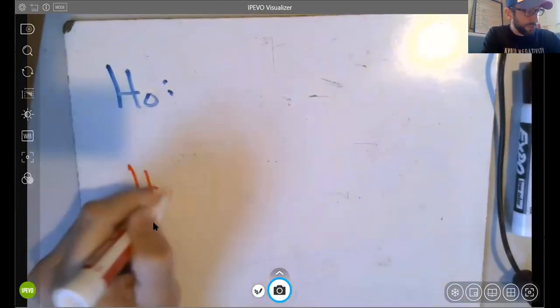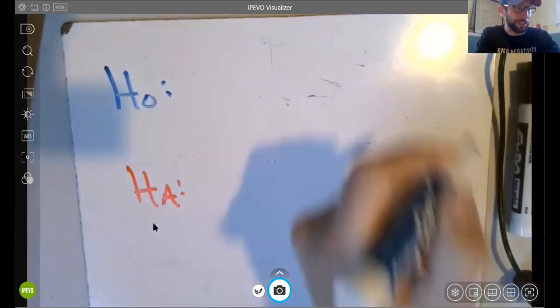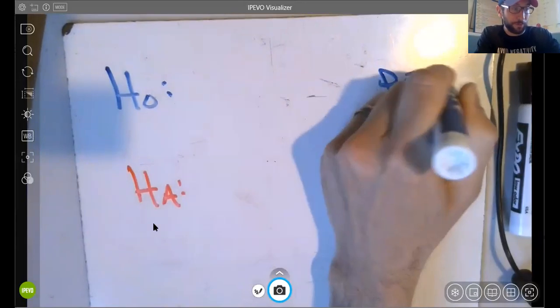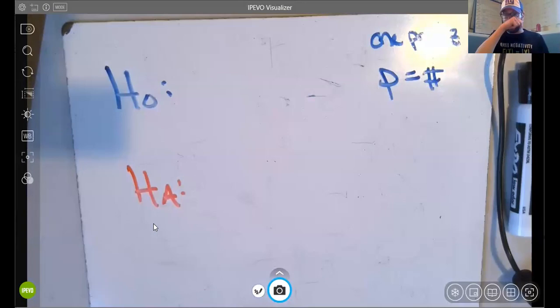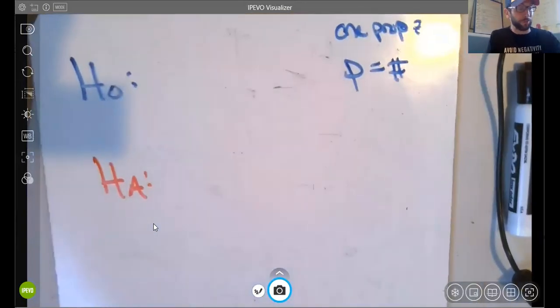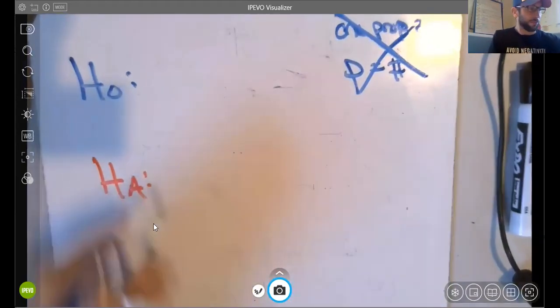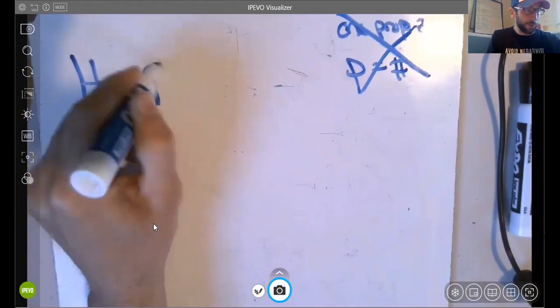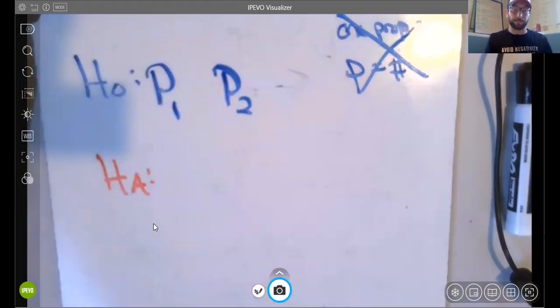With a one proportion z-test, our null would say something like p equals some number, right? That's what happened with our one prop z situation. However, now there's not one proportion anymore. Now we've got two proportions. So there are a couple ways we could do this. We could use a P1 and a P2.